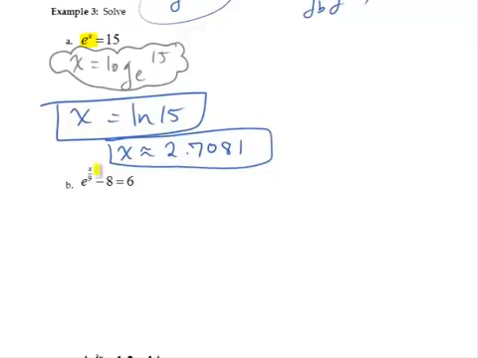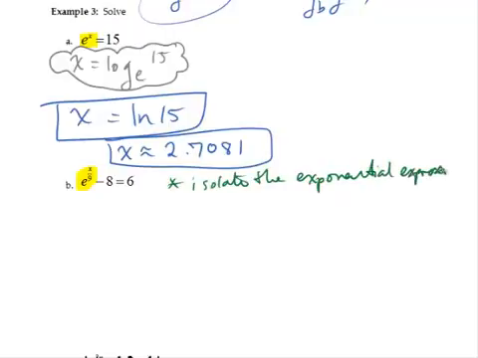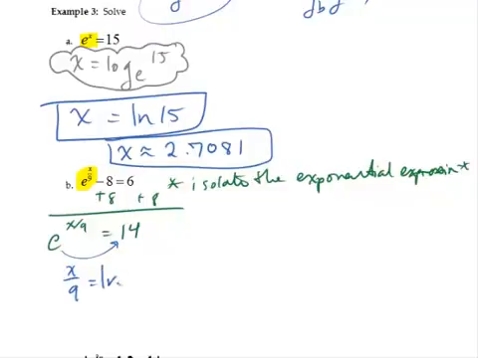For this next one here, we have to isolate the e. So let's make a note. Isolate the exponential expression. Which means that we're going to have to add 8 to both sides before we can keep going. So e to the x over 9 equals 14. Now we can convert. So when the e comes over, we have x over 9 equals ln 14. We need to multiply both sides by 9 to cancel that 9 on the bottom.